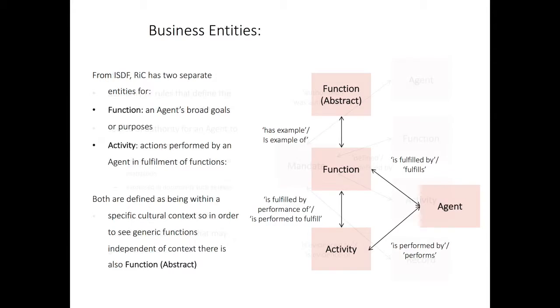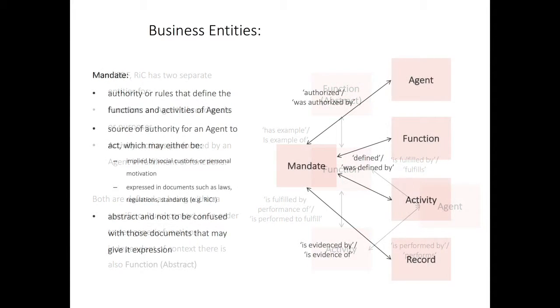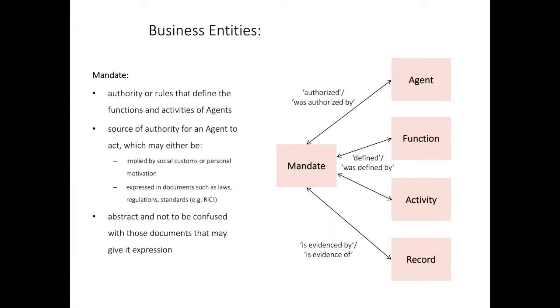Tying the business entities together then, with agents, we have mandate, which is defined as the authority or rules that define the functions and activities of an agent. In other words, a mandate is a source of authority for an agent to act. This authority may be tacit, such as social customs or expectations, or in the case of a creative person, a sort of self-motivation mandate, in a sense.